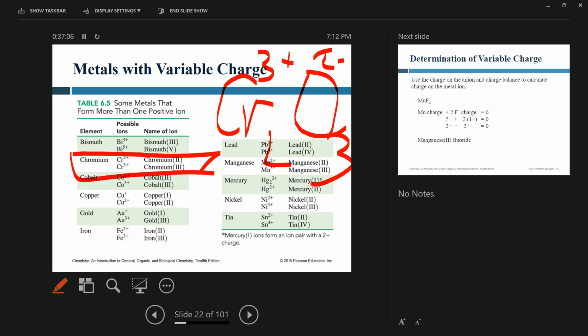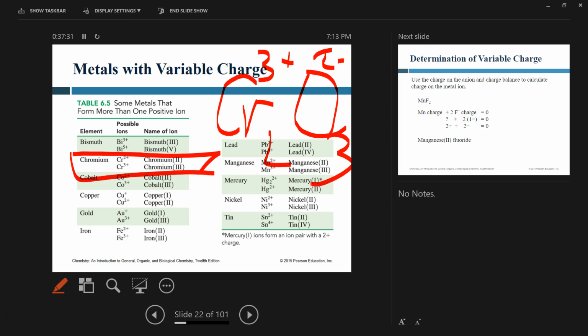We're good? So I will give you a name of a compound. I'm going to use some simpler examples. Like nickel 2 oxide. What's going to be the formula? Well, if nickel is 2 plus, oxygen is 2 minus, it's just going to be NiO. Got it?